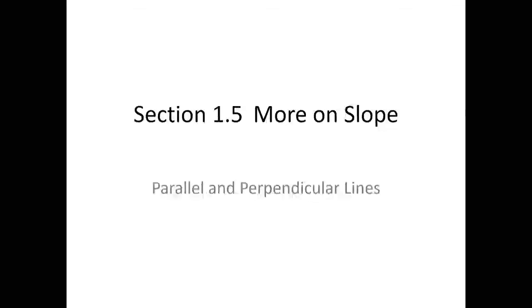Welcome back. We would like to continue our discussion on the slope. In this section, we will deal with parallel and perpendicular lines. Let's first review the slopes of parallel lines. We recall that if two lines are parallel, they have the same slope. If two lines are perpendicular, then their slopes are negative reciprocals of each other.